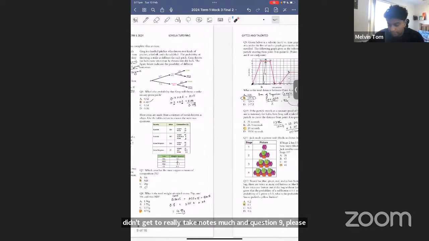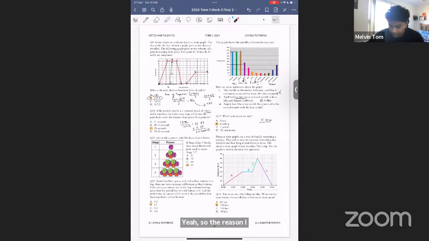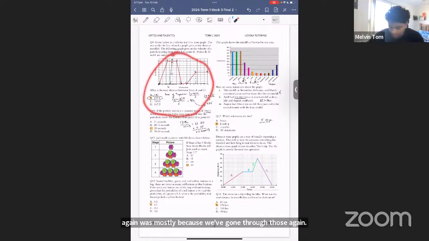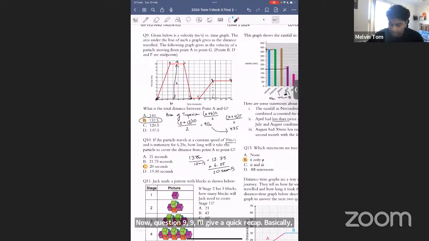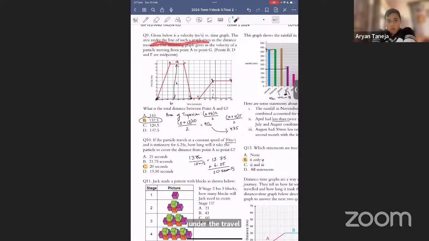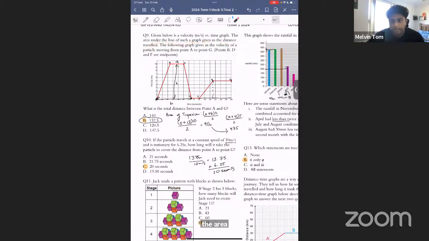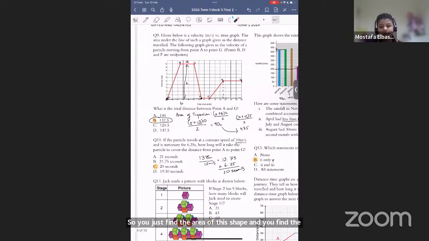So the reason I didn't go through those questions again was mostly because we've gone through them already. Now, question 9, I'll give a quick recap. Basically, the area under the line of this graph gives us the distance traveled. So the area under this line graph tells us how far they've traveled, and the question is asking us the distance between point A and point G. So you just find the area of this shape and the area of this shape, and that gives you 137.